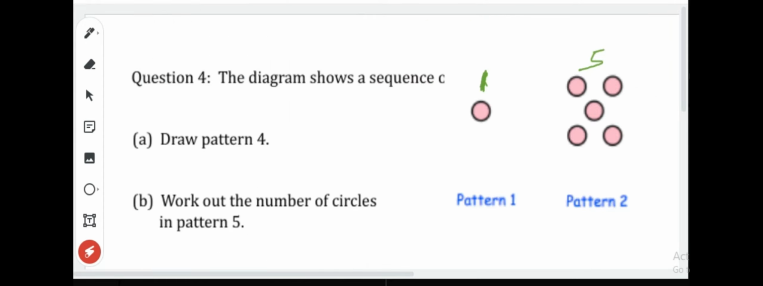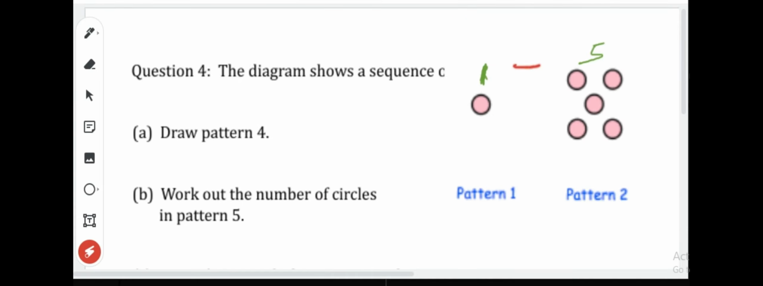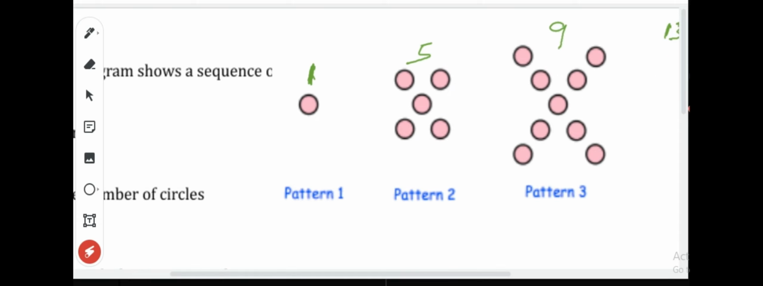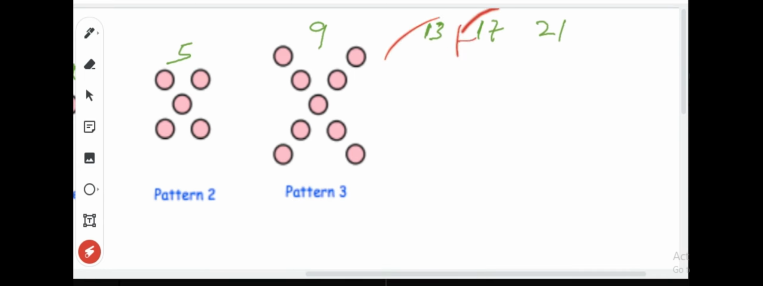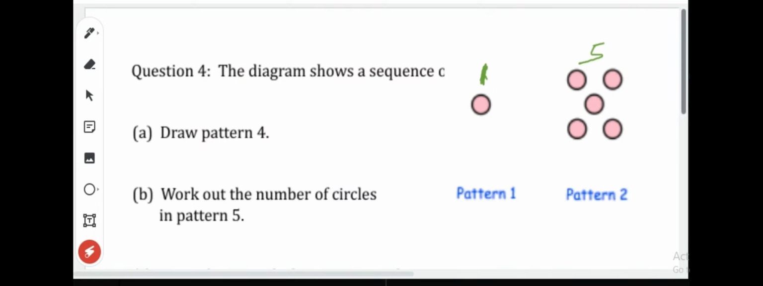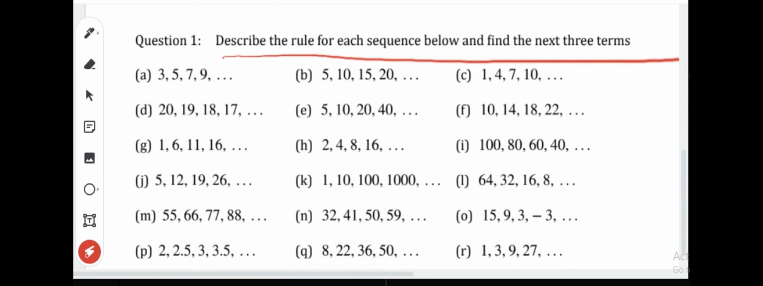So it says work out the number of circles for 5. Write down the rule for continuing the patterns. I think it's plus the common difference, plus 4, and so on. Plus 4, that's 13. Plus 4, 17. Plus 4, 21. So plus 4 is the term to term rule. So write down a rule for continuing the patterns. That's what we've done.